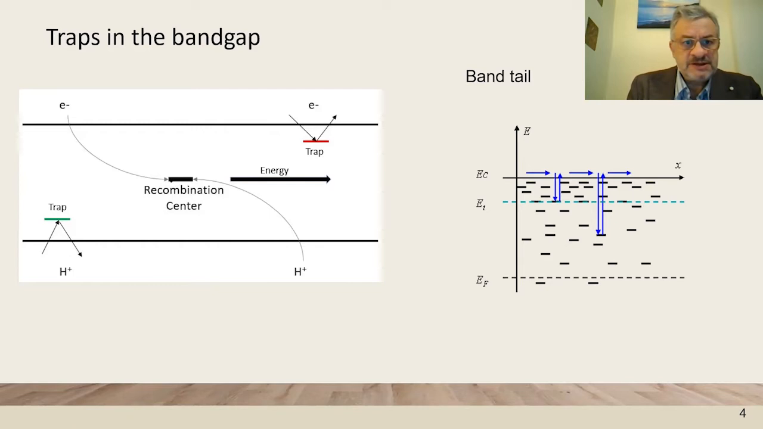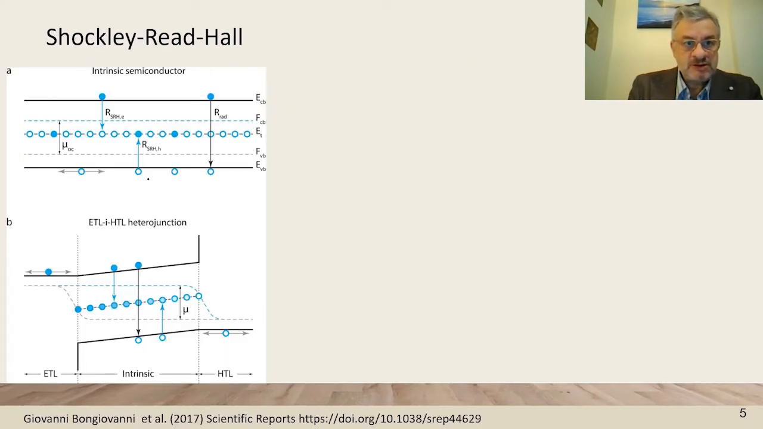So traps are very important in semiconductors that have some disorder. And an especially important process is a level of trapping that is near the middle of the bandgap. And this is called a recombination center because it can take an electron and take a hole. And this energy is not released as a photon, but it's rather turned into heat in the lattice. This process is called the Shockley-Read-Hall recombination.